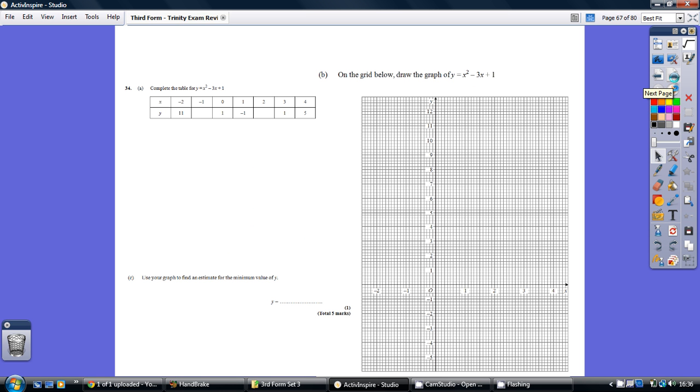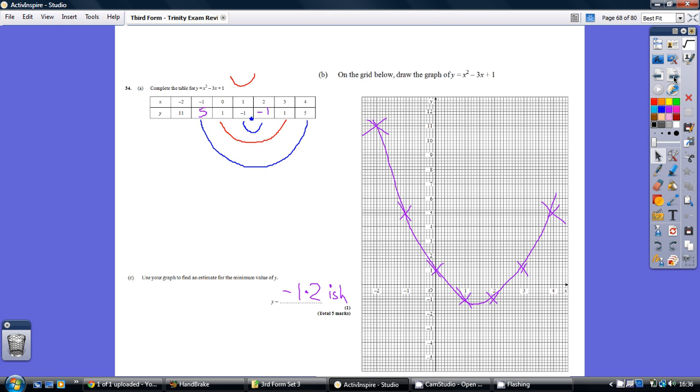Question 34, have a go. Now, this is a smiley face graph. You need to just be able to spot that. Look, we've got x squareds and x's and numbers, so it's going to be either a happy or a sad face. Because the x squared is positive, it is a smiley face. Now, you can basically have a little cheat on these. You can normally answer these without having to do any workings out whatsoever.